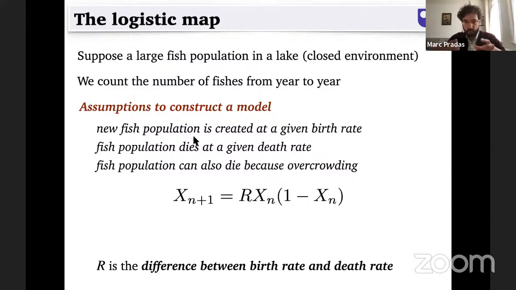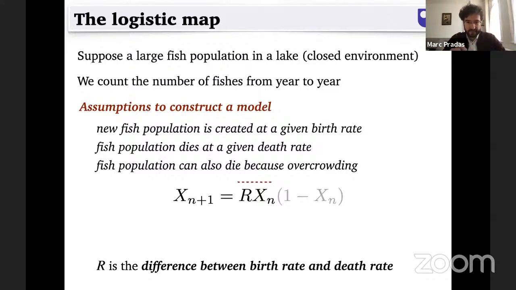And this is because we are dealing with a closed system. So if it gets too crowded, then there will be less food available, and so the population will start to die. Mathematically, these 3 assumptions can be quantified with this mathematical model I'm writing here. This mathematical model includes essentially two terms. Let me discuss them briefly.